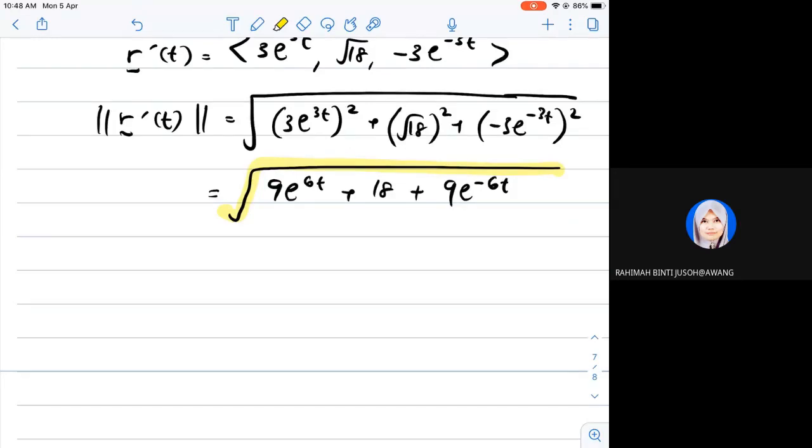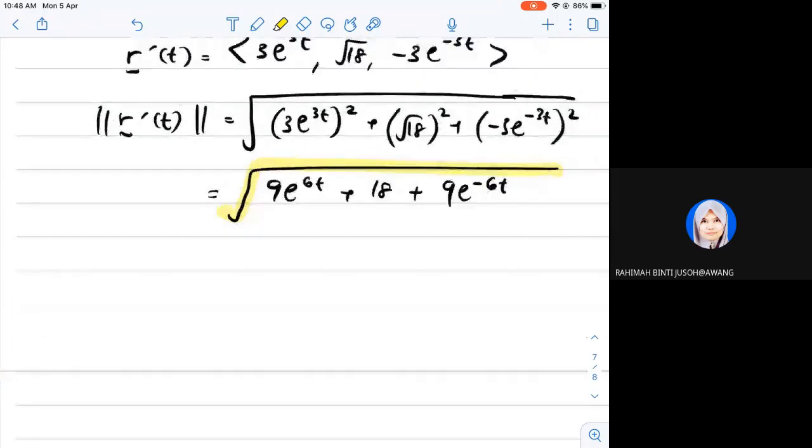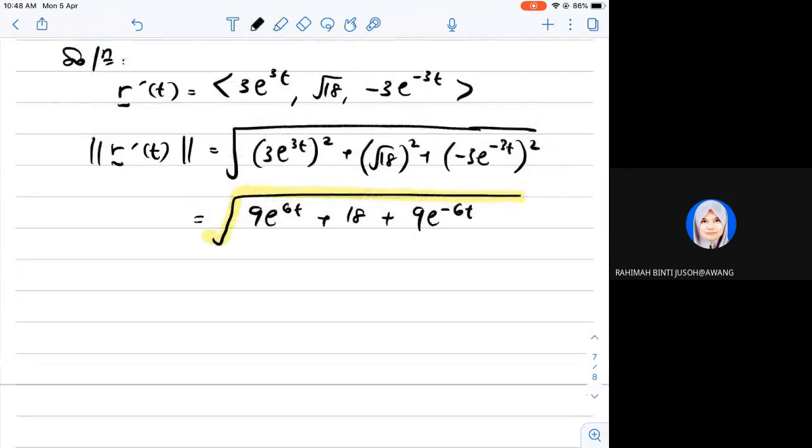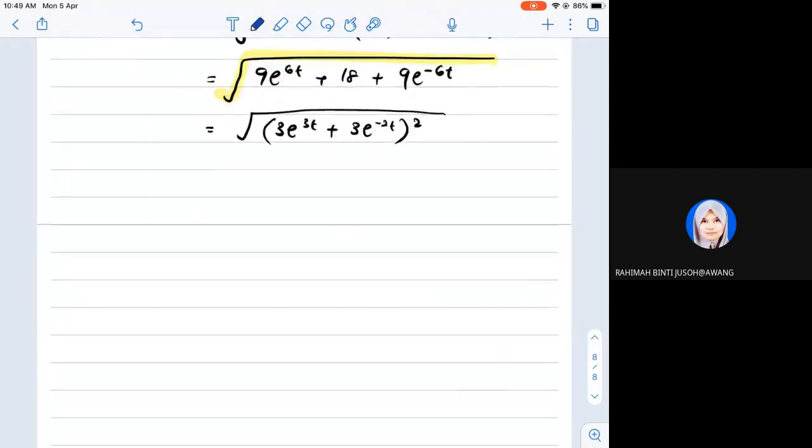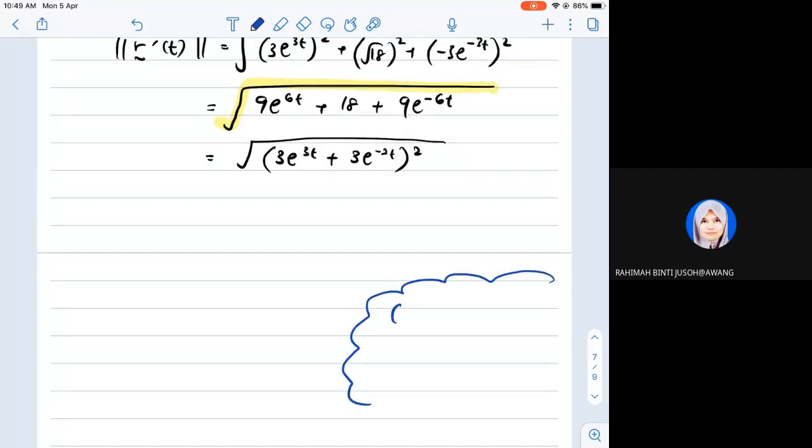Okay, so guys, now we have to factorize this. The way is like this. Square root of 9 is 3. Let me do the square root first. Square root of 9 is 3, and then the square root of exponent 6T, we should get 2T, like this. And then the negative one, plus, square root of 9 becomes 3, and then exponent becomes negative 2T. And then square it. Okay, now we want to test whether this squared gives back the one above. Okay, I'll do it below here. Okay, 3 exponent 3t. This is 3.